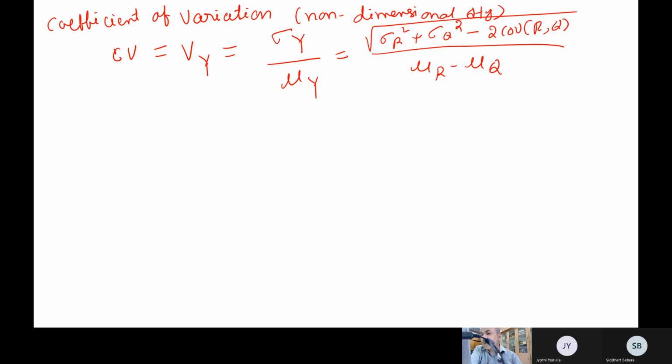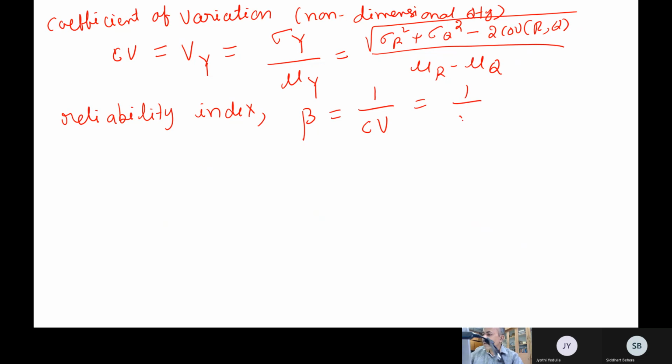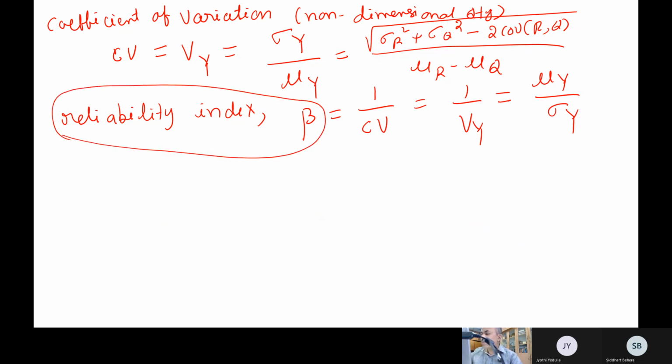Now sometimes, after some point of time, we will introduce the reliability index, which is denoted by beta. This is generally defined as the reciprocal of the coefficient of variation. So it will be mu y by sigma y. We will define it after some point of time. You will understand the physical meaning of this reliability index and other things also. This is how we can calculate it for general problems.